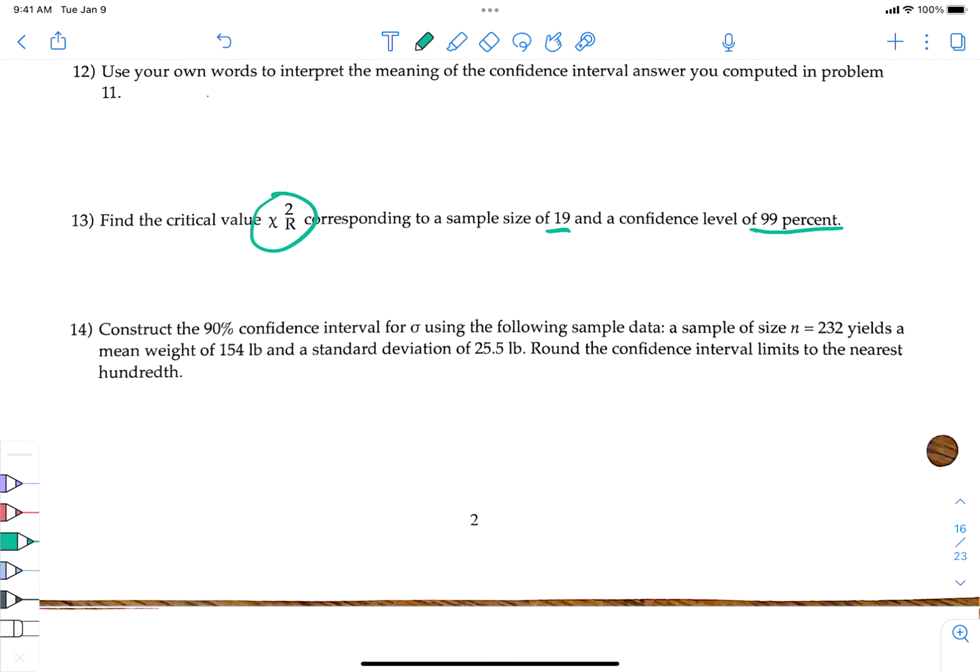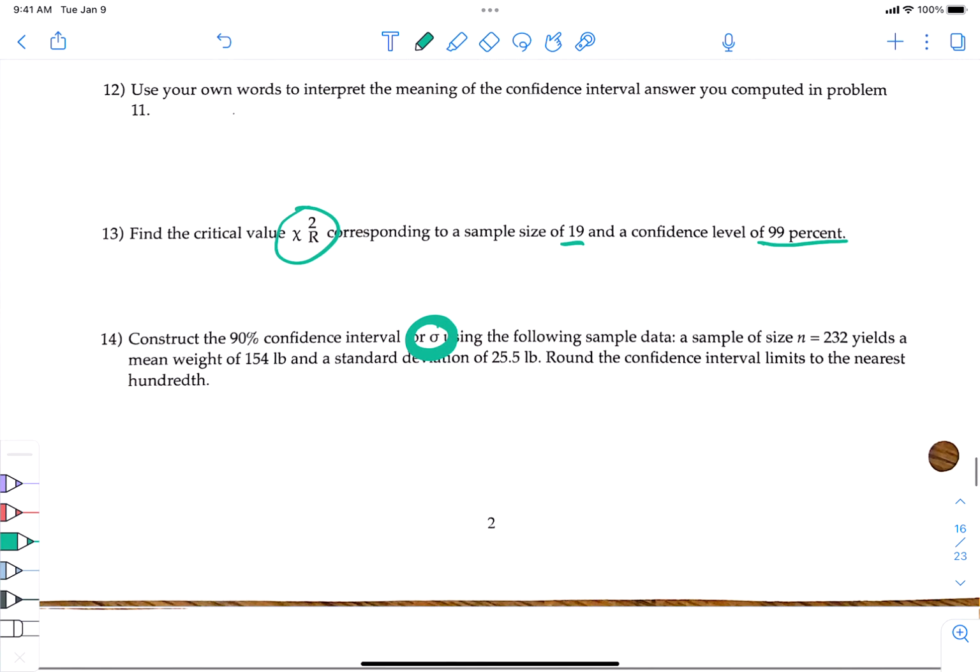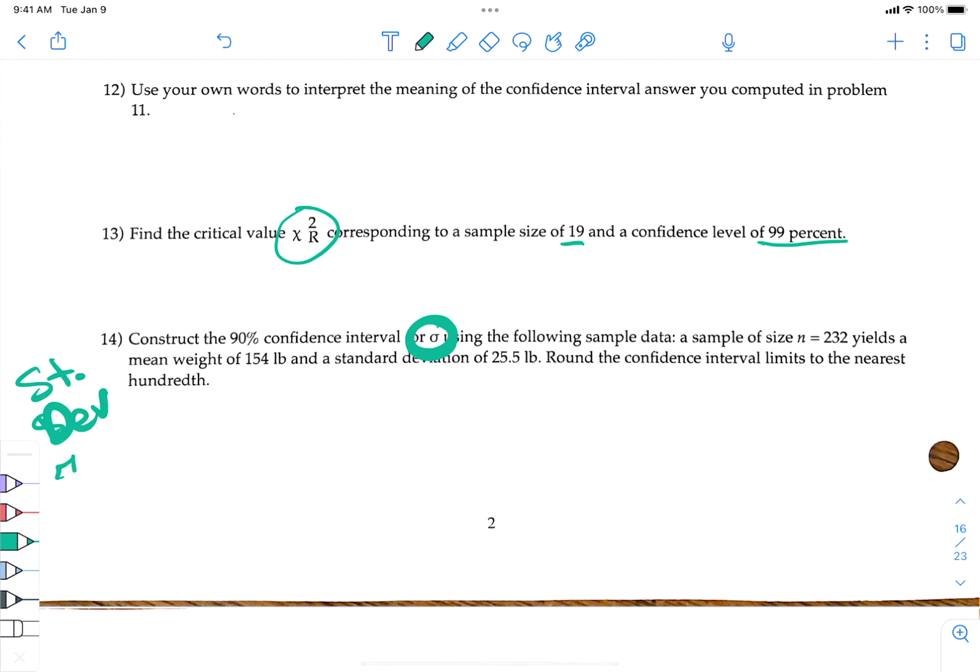Construct a confidence interval for... what is that symbol? That's sigma, which means we're constructing a confidence interval for what? Proportion, mean, standard deviation? Standard deviation. This is 7-3 stuff. We're doing a confidence interval, so look up your 7-3 stuff. There's your thing.